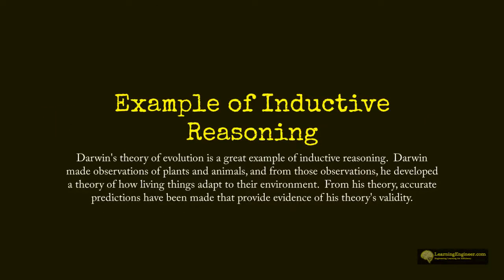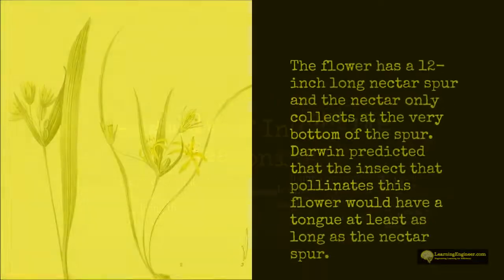Example of inductive reasoning. Darwin's theory of evolution is a great example of inductive reasoning. Darwin made observations of plants and animals, and from those observations he developed a theory of how living things adapt to their environment. From his theory, accurate predictions have been made that provide evidence of his theory's validity.